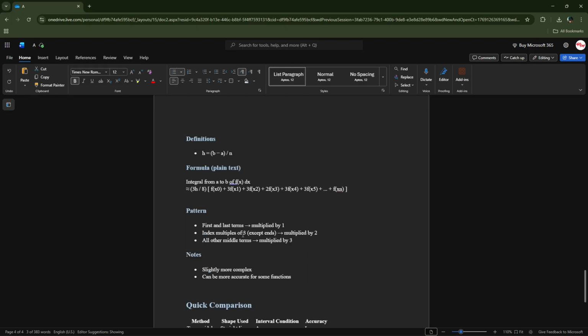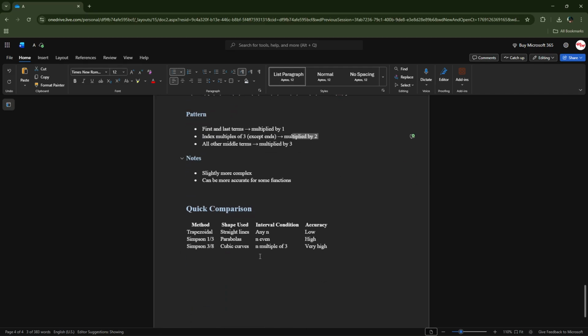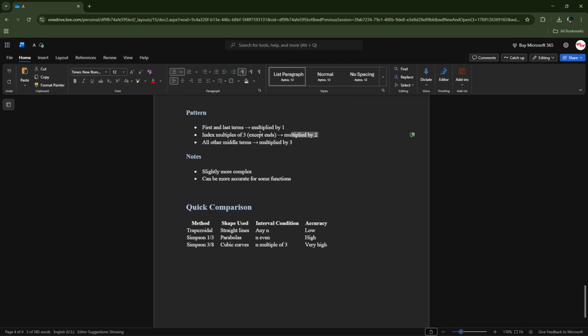In this rule, the first and last values are multiplied by 1. The values whose index is a multiple of 3 are multiplied by 2. All other values are multiplied by 3. This rule can be more accurate than the previous Simpson's 1/3 rule, but it's more complex.